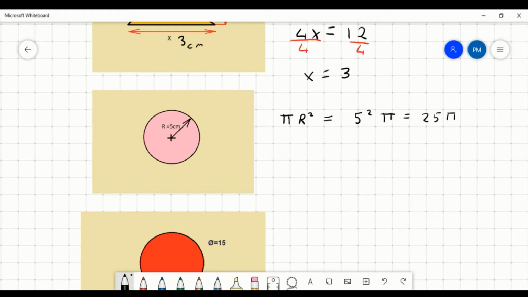And if you put that into your calculator, 25 pi is equal to 78.54, roughly. To keep things simple from now on in the video, I'm actually just going to leave these as pi. So if I get an answer like that, I'm just going to say 25 pi rather than working out the decimal place. But if you do want to go into your calculator, you can work them out.